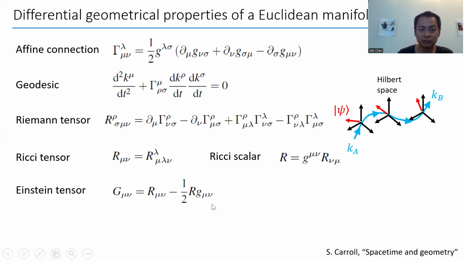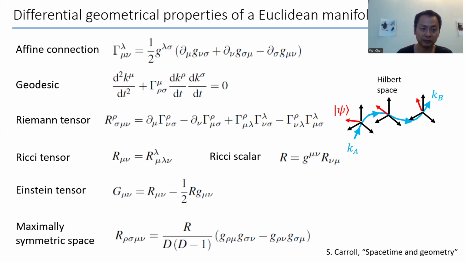And then from there, you can proceed to construct the so-called Einstein tensor, which in general relativity enters the Einstein equation, as I will show you in a minute. Also, differential geometry has an interesting property, namely, if your Riemann tensor, the one with all lower indices, and the metric satisfy this relation, then the space is called the maximally symmetric space, meaning that your metric has the maximum possible symmetry that you can have on this manifold.